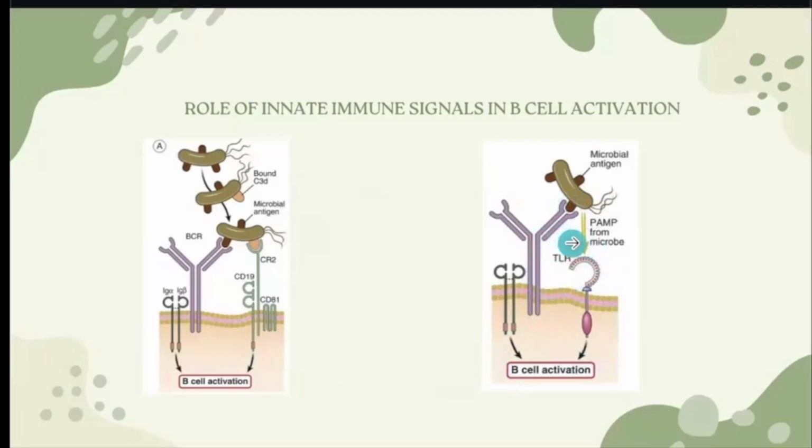When the B cell receptor binds to the antigen, microbial molecules known as PAMPs bind to the TLRs, also inducing an additional activation signal, which can promote B cell proliferation and antibody production.